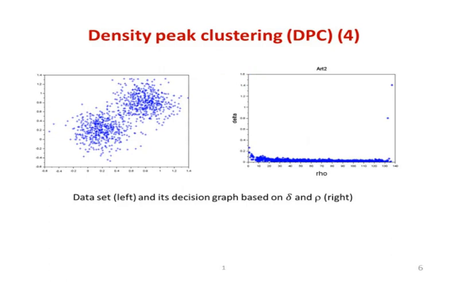From delta and rho mentioned above, the DPC algorithm constructs a decision graph in which we can easily identify the number of clusters for data sets. The slide shows an example for a data set and its decision graph with two cluster centers identified.